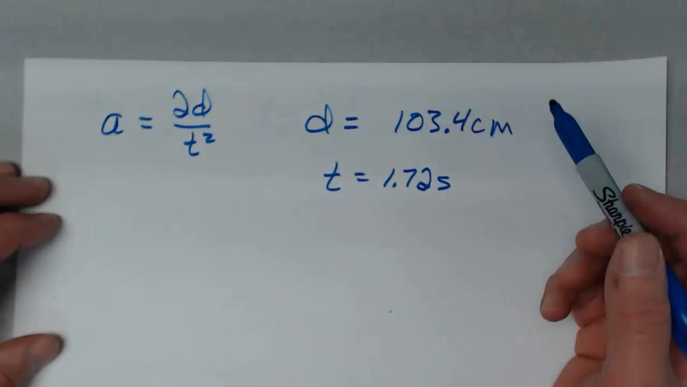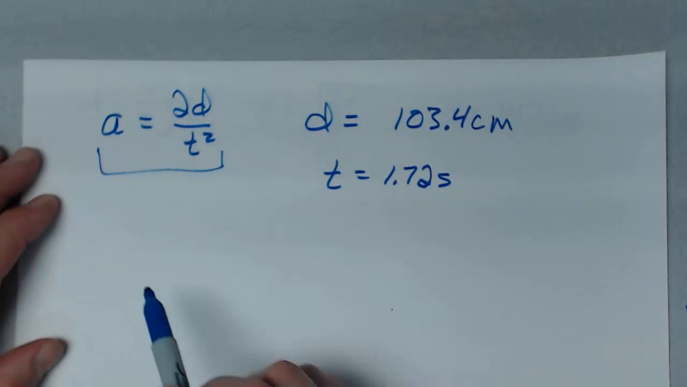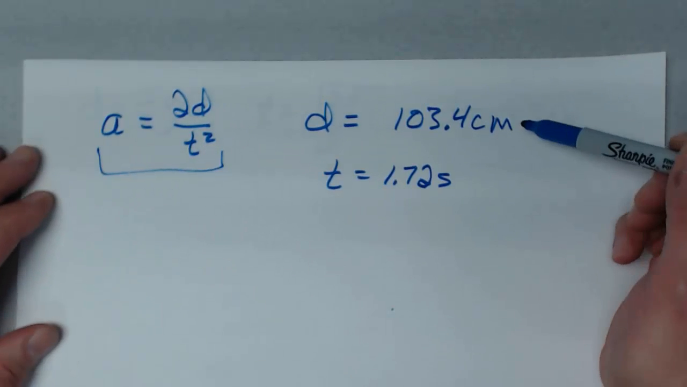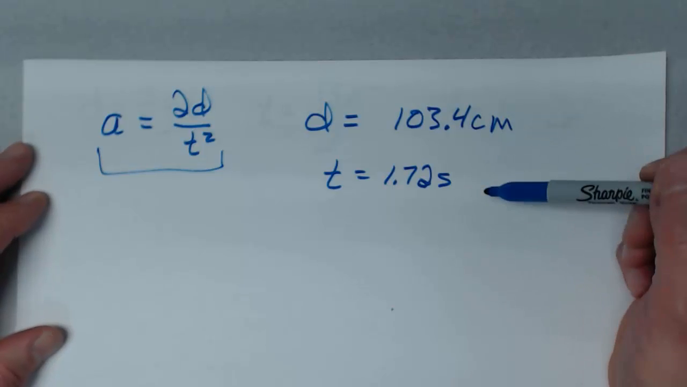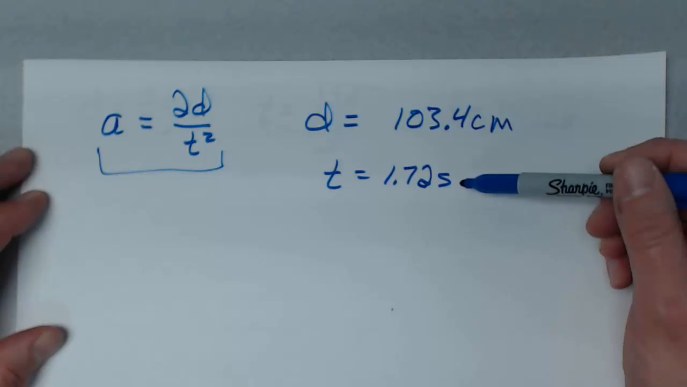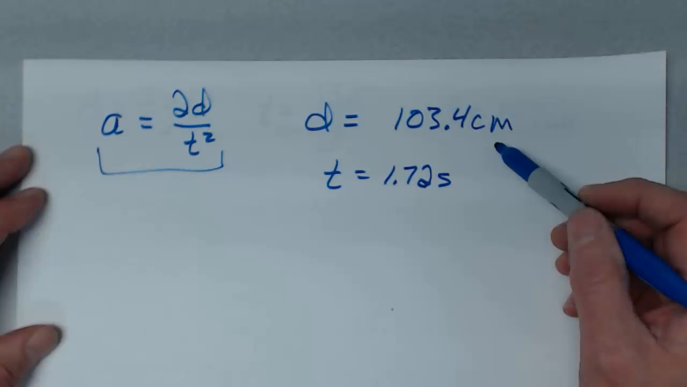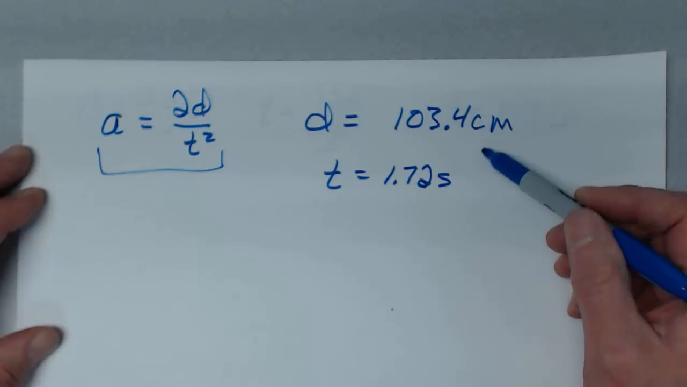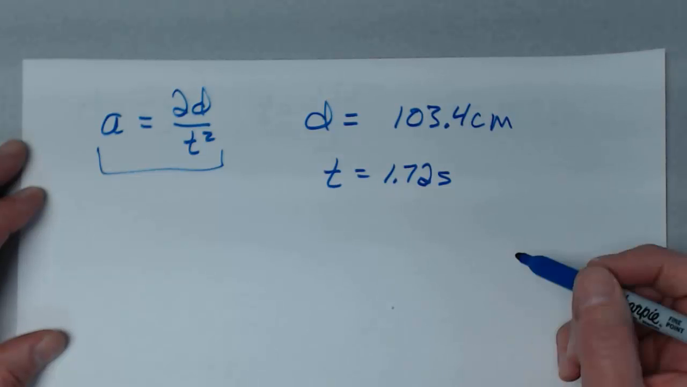So you're calculating the acceleration using this formula, and the distance something traveled was 103.4 centimeters. The time it took was 1.72 seconds. This was an average time. And it's very important that you write down the units whenever you have a number like this so you know what they happen to be. Now here's how you do this calculation.